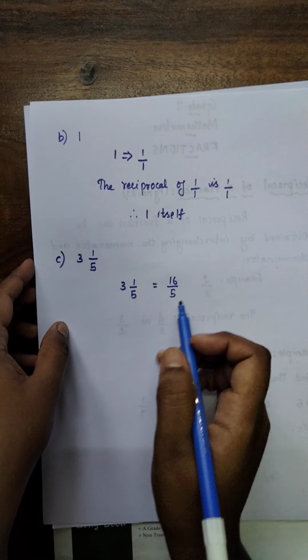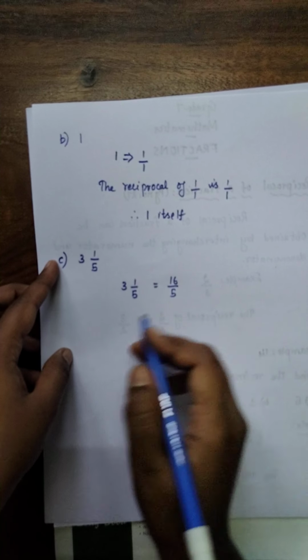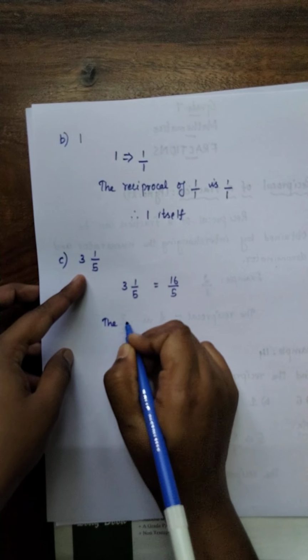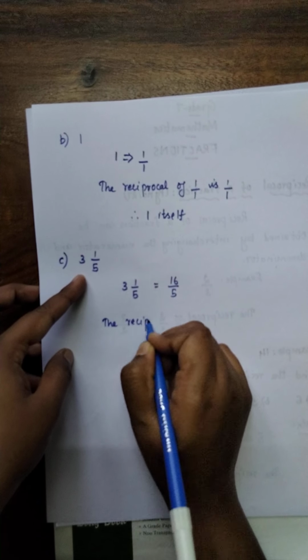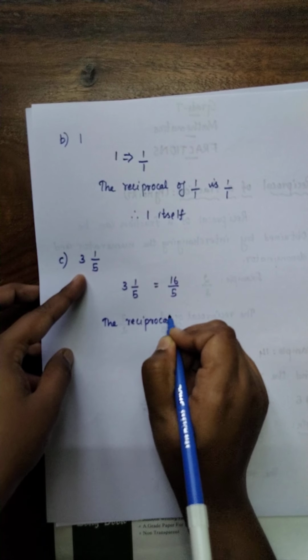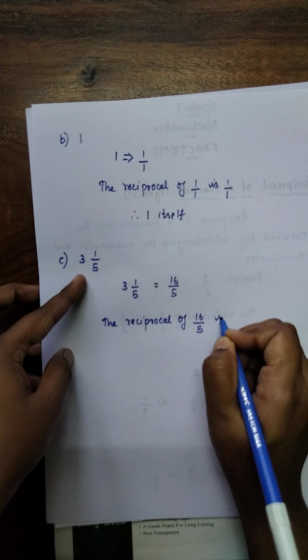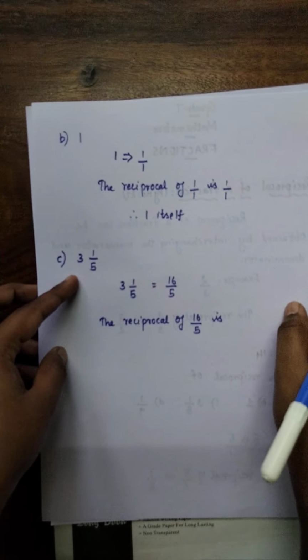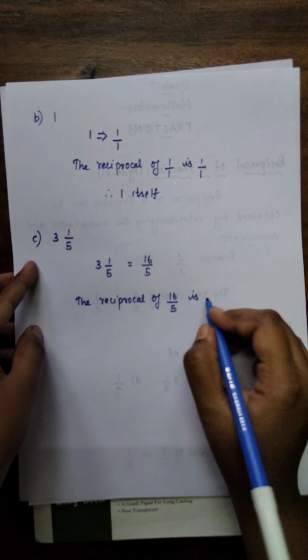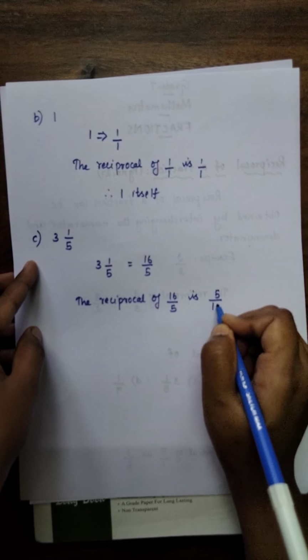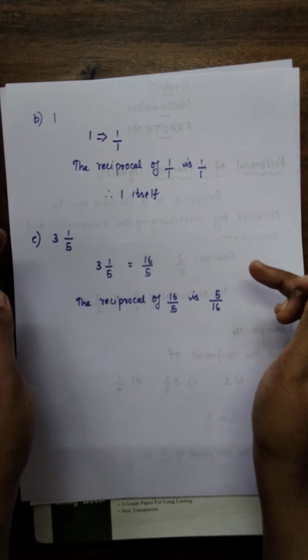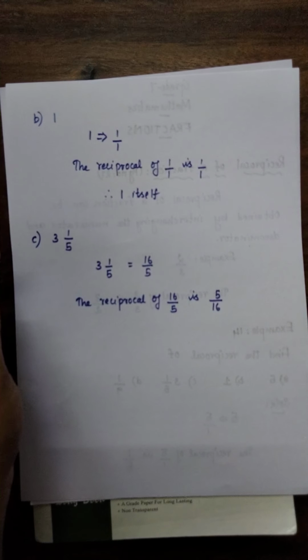Next, we are going to find the reciprocal of 16 by 5. We need to interchange the numerator and denominator, so the reciprocal of 16 by 5 is 5 by 16. Understand?